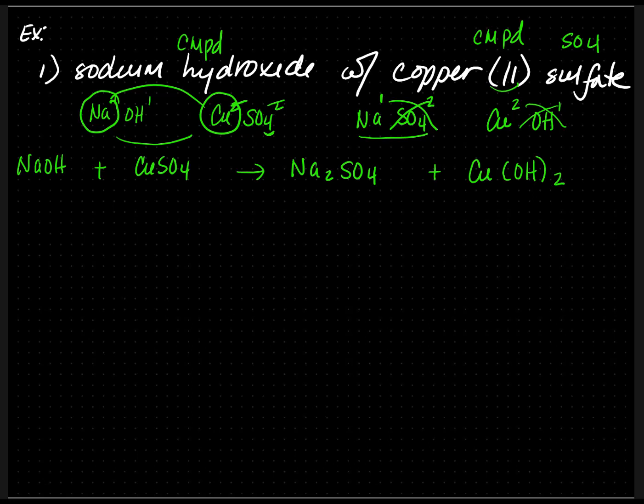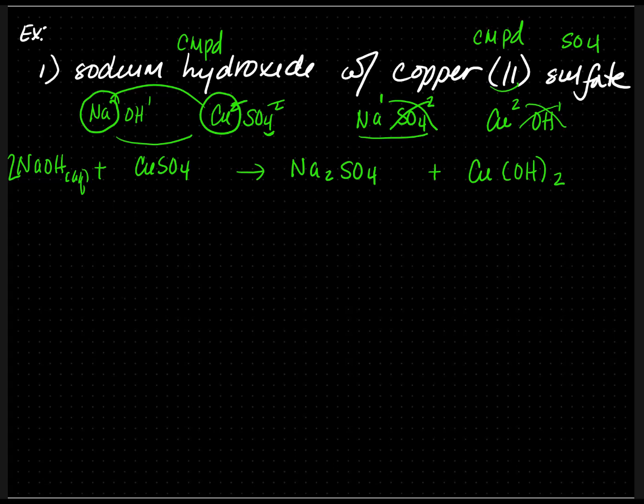Next we balance. So if we put a 2 in front of sodium hydroxide, everything else is balanced. Now using your solubility chart, we need to find the states of matter. Sodium hydroxide is aqueous. Why? It's a strong base. It is one of the ones I asked you to memorize. It is in group 1.